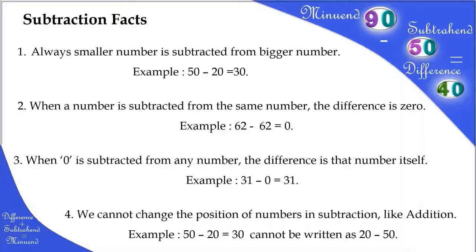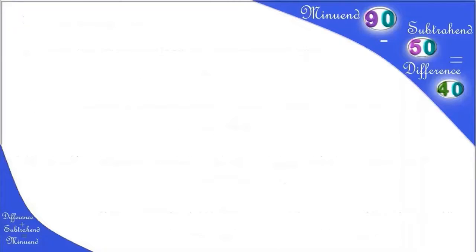We cannot change the position of numbers in subtraction like addition. For example, 50 minus 20 is equal to 30. Cannot be written as 20 minus 50.